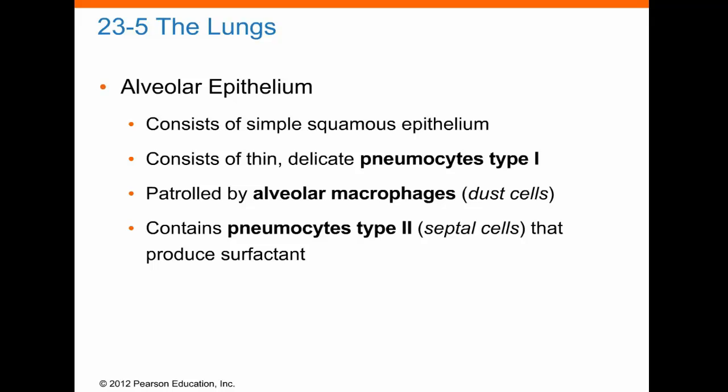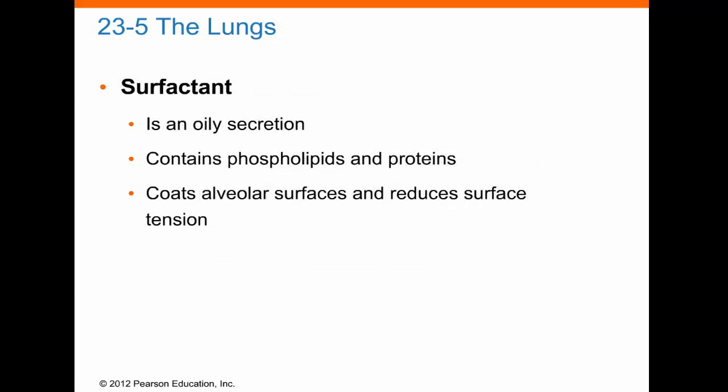Now, surfactant is really important in keeping the airways open by decreasing the surface tension. So surfactant is an oily secretion. It contains phospholipids and proteins, and it coats the alveolar surfaces and reduces the surface tension. So when premature babies are born, sometimes their lungs are not fully developed. One of the biggest breakthroughs in assisting the survival of preterm infants was the manufacture of synthetic surfactant. So we now have the ability to squirt some of this solution down into these lungs to hold them open to help these little preterm babies to breathe.